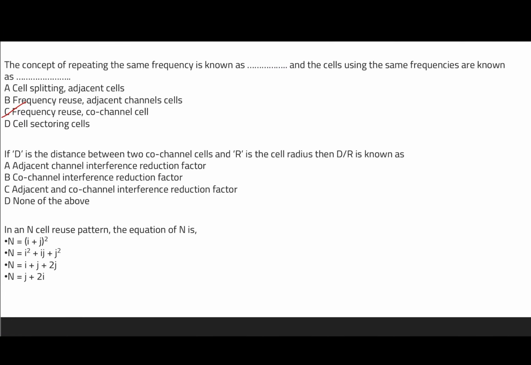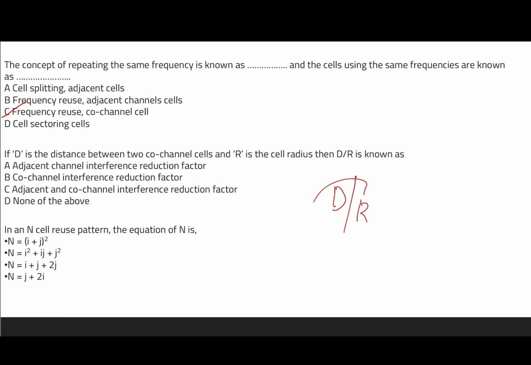If D is the distance between two co-channel cells and R is the cell radius, then D by R is known as option A, adjacent channel interference reduction factor, option B, co-channel interference reduction factor, option C, adjacent and co-channel interference reduction factor, option D, none of the above. In cellular systems, D gives the distance between the centers of two co-channel cells and R gives the cell radius. Then this D by R ratio is known as the co-channel reuse ratio or co-channel interference reduction ratio.